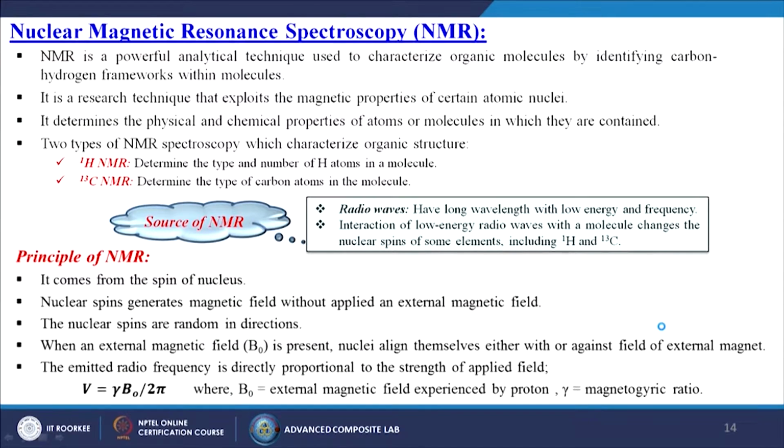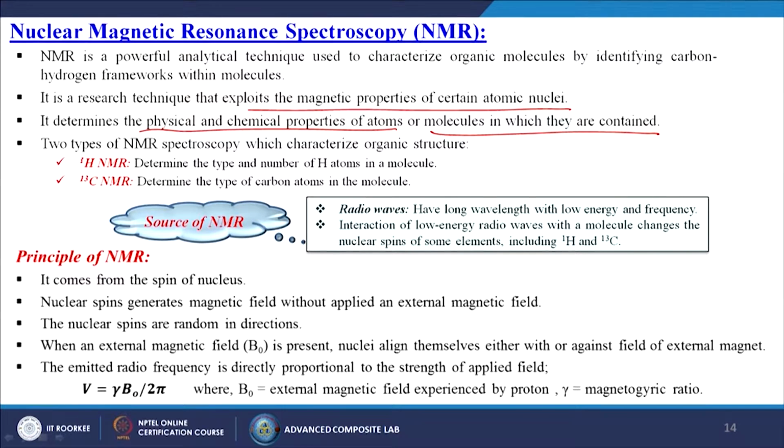First is the nuclear magnetic resonance spectroscopy, or NMR. NMR is a powerful analytical technique used to characterize organic molecules by identifying the carbon-hydrogen frameworks within molecules. It is a research technique that exploits the magnetic properties of certain atomic nuclei. It determines the physical and chemical properties of atoms or molecules in which they are contained.